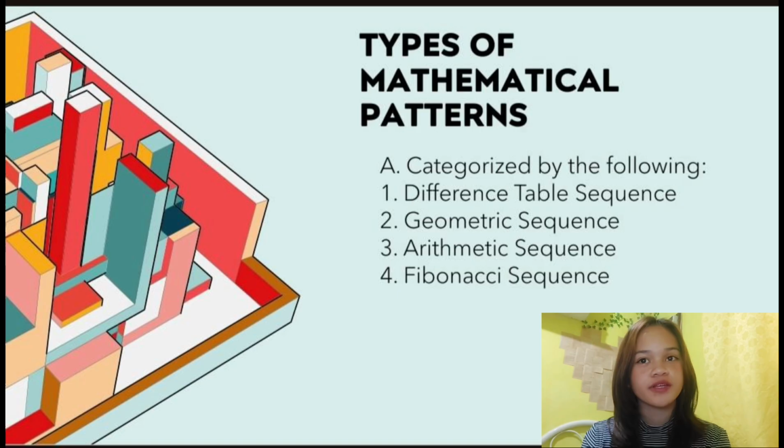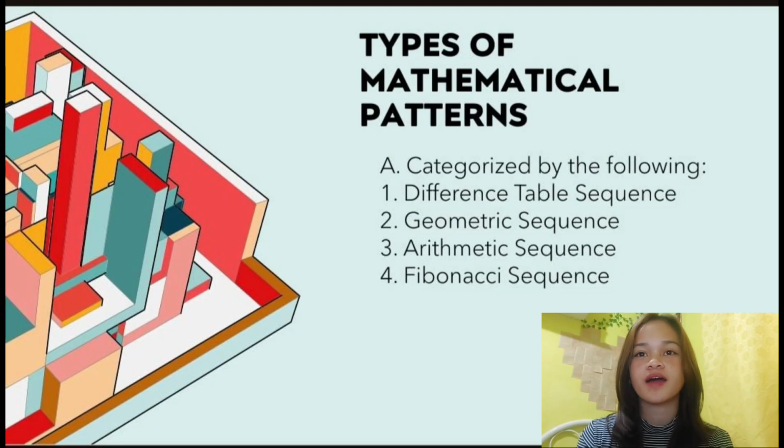Now, there are different kinds of number patterns or sequences. We have arithmetic sequence, geometric sequence, and Fibonacci sequence. Each type follows a unique rule. Arithmetic, you add or subtract the same number, while geometric multiplies or divides by the same number, and Fibonacci adds the two previous terms to get the next one.